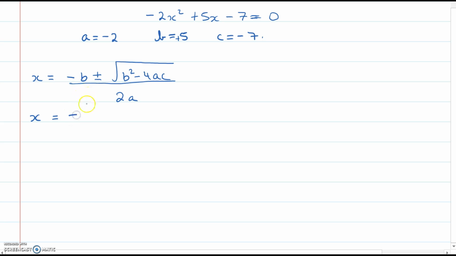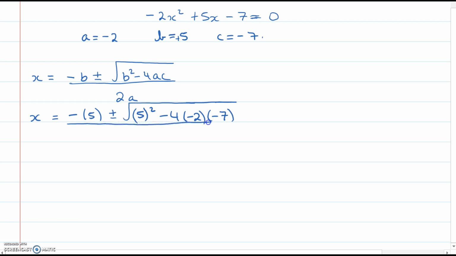X equals minus B is 5 plus or minus the square root of B is 5. That's going to be squared, and again everything is going into parentheses here. Minus 4 times A is minus 2 times C is minus 7. And the square root sign extends back over the whole thing. And make sure the fraction line stretches from the very start to the very end. A lot of people just put it under the square root sign, but it has to go under the entire expression on top. So 2A is going to be 2 times minus 2.